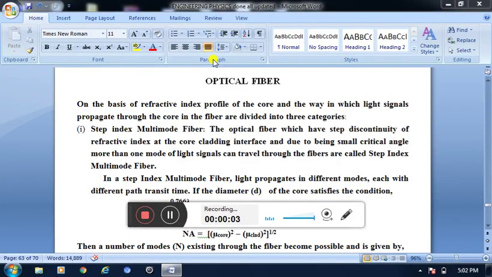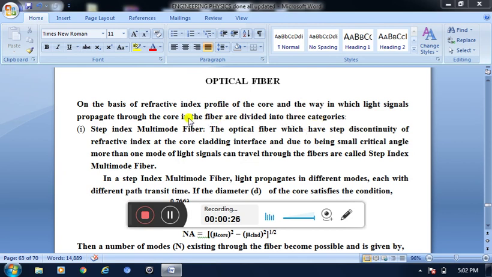Today we are going to discuss the topic optical fiber. As we all know, optical fiber has three parts. The main parts are the core, cladding and jacket. The core is made of silica, the cladding is made of its own cladding material, and the jacket is made of polymers.